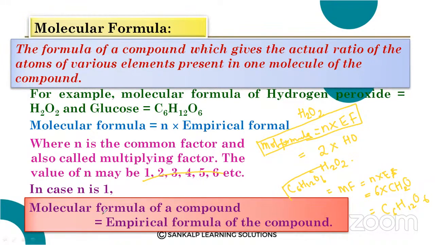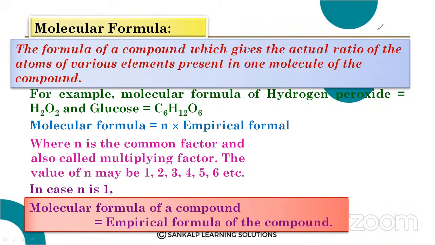So when N is equal to 1, the molecular formula of the compound is equal to the empirical formula. Whenever N is equal to 1, the molecular formula of the compound will be equal to the empirical formula.